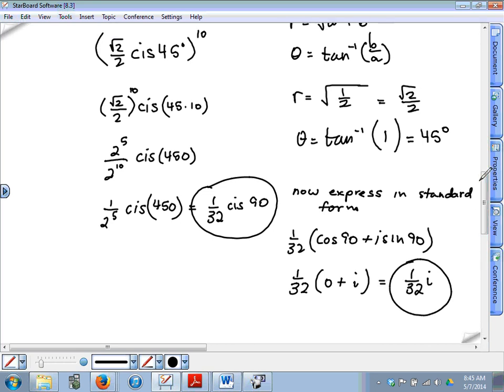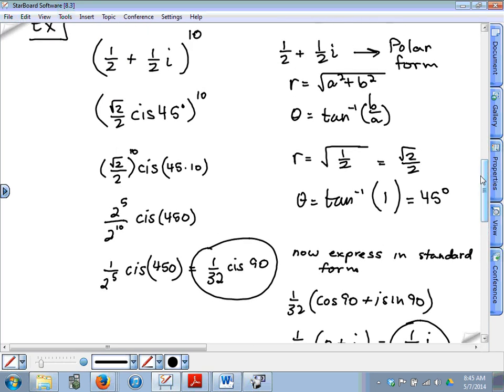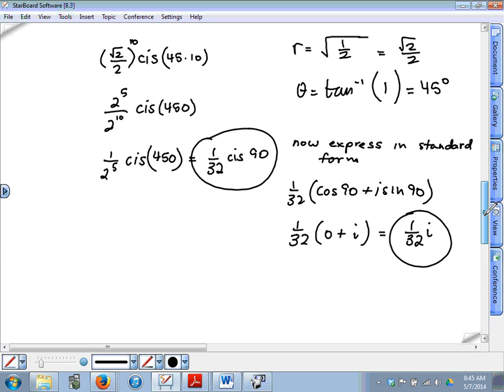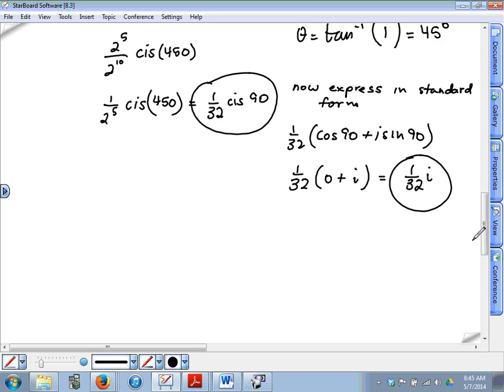Is that kind of cool? That standard form complex number, when you multiply it by itself 10 times, everything cancels except for 1/32 i. Awesome, right? You guys try one on your own here.